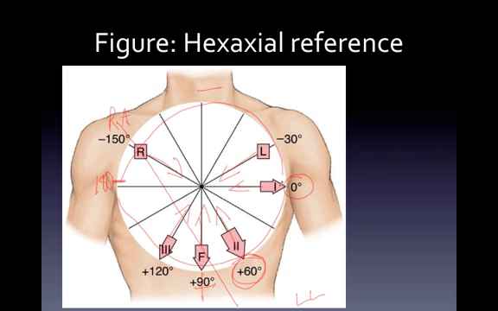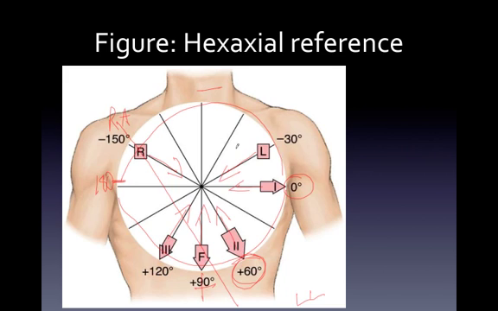So lead 1, very important that you remember them, is 0 degrees. Lead 2, positive 60 degrees, augmented voltage front, positive 90 degrees. Lead 3, positive 120. Augmented voltage left, negative 30 degrees. Augmented voltage right, negative 150.